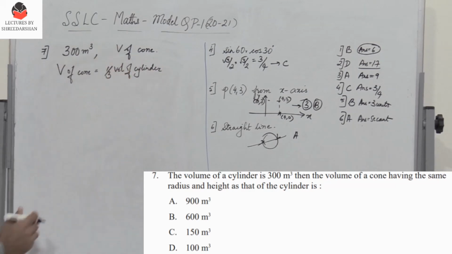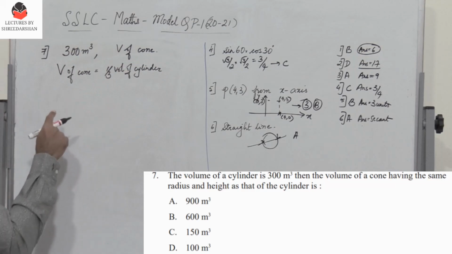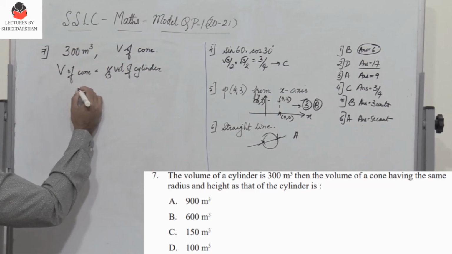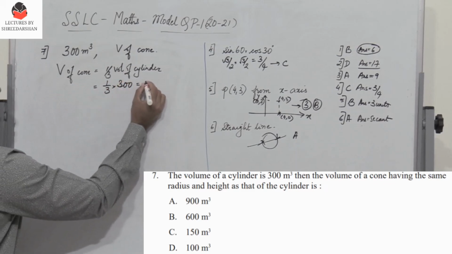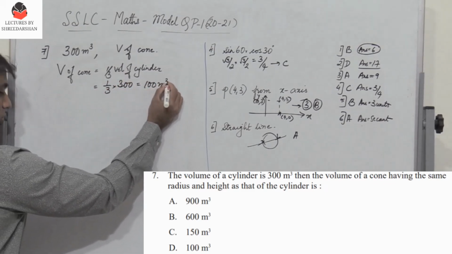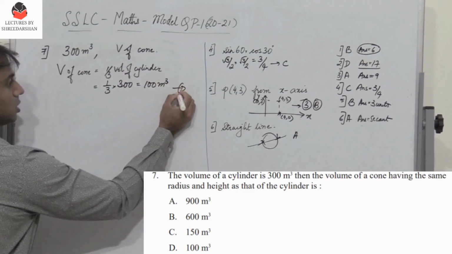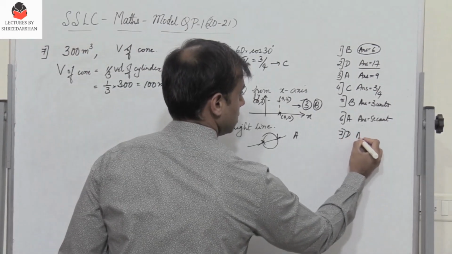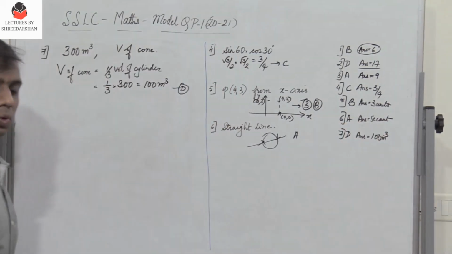Since it's been given that the volume of the cylinder is 300 meter cube, we need to find the volume of the cone. So therefore the volume of the cone is equal to 1/3 into volume of the cylinder, which is 300, which is 100 meter cube. So therefore the right option is D. So the seventh one is D and the answer is 100 meter cube. And then we move on to the last one.